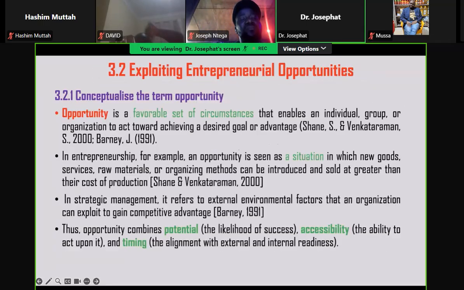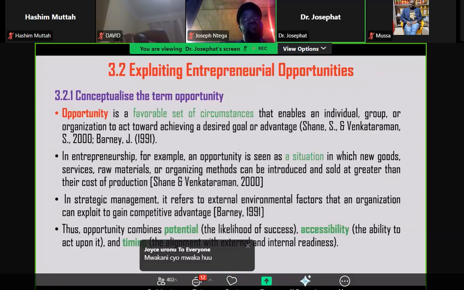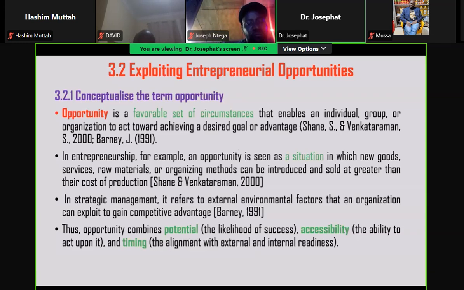So let's discuss the second part about exploiting entrepreneurial opportunities. Apart from discussing the factor that contribute to entrepreneurial spirit, our second element, we're going to discuss on exploiting entrepreneurial opportunities, starting with the concept on the terms of entrepreneurial opportunity or entrepreneurial opportunity basic concept.